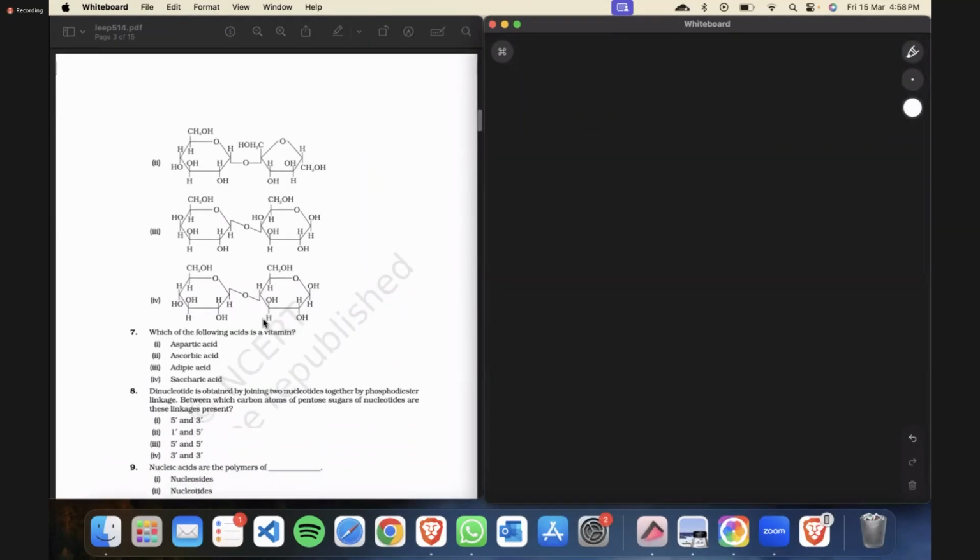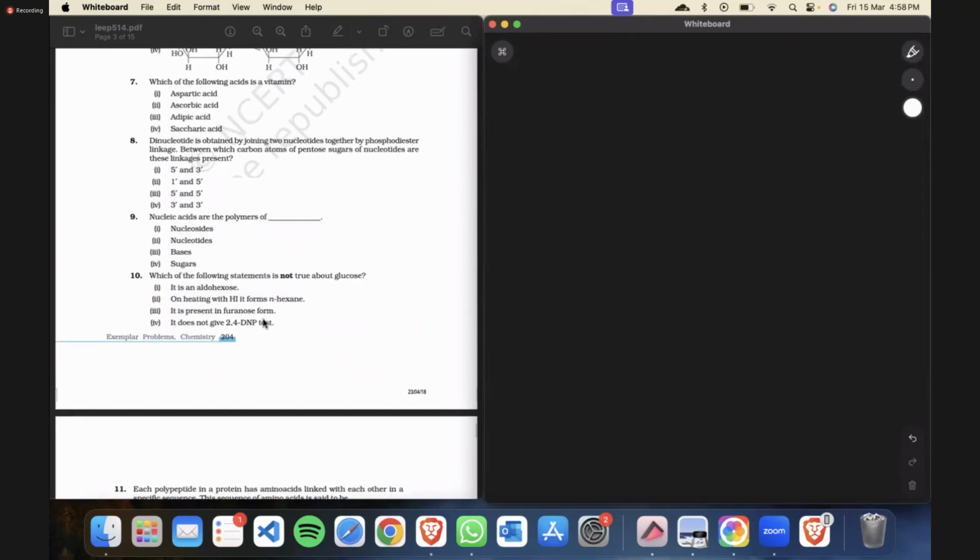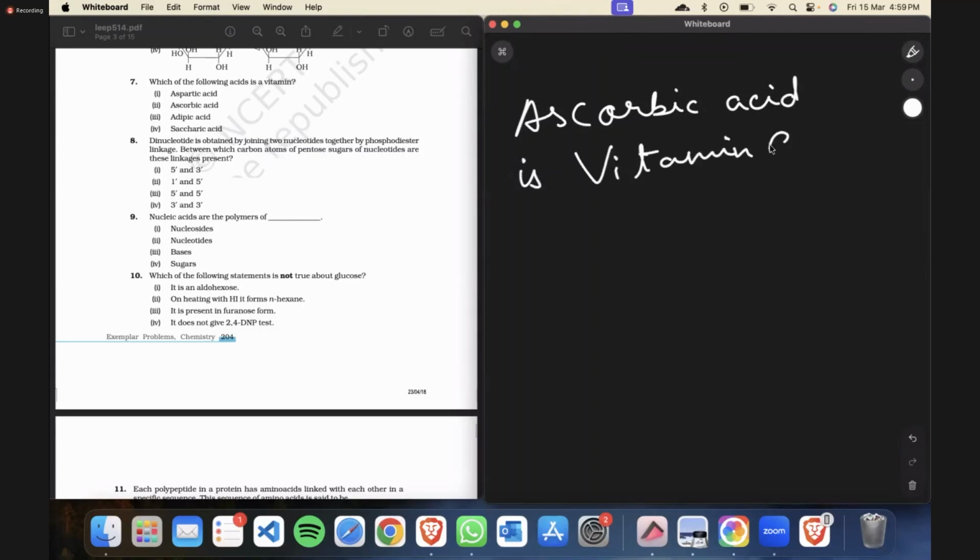So now question number 7. Which of the following acids is a vitamin? Aspartic acid no, ascorbic acid yes, adipic acid no, saccharic acid no. So ascorbic acid is vitamin C. Aspartic acid is an amino acid. So you need to know this: ascorbic acid is vitamin C.